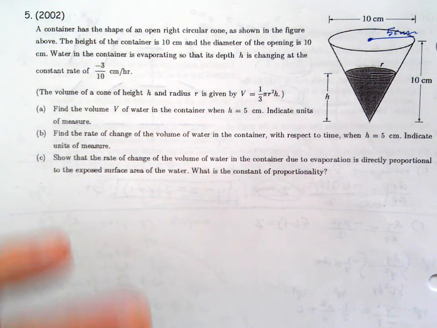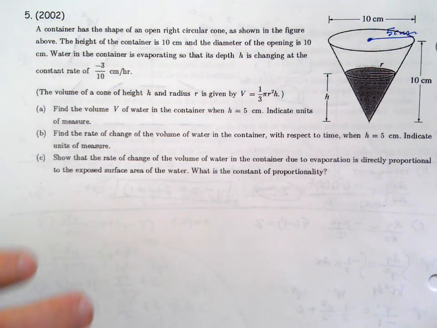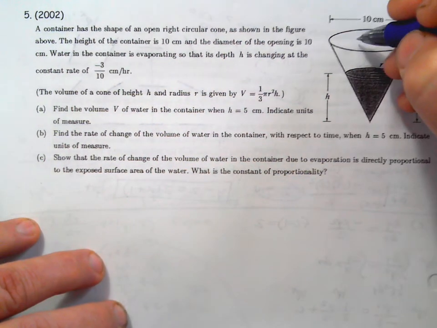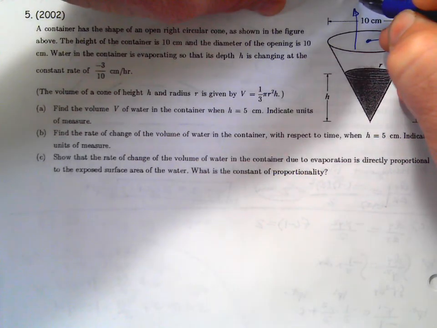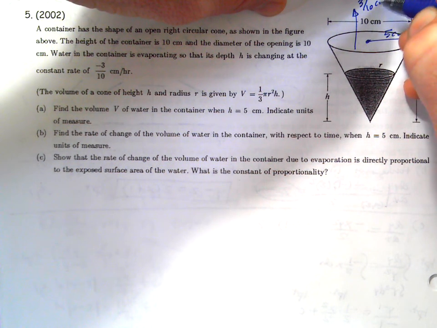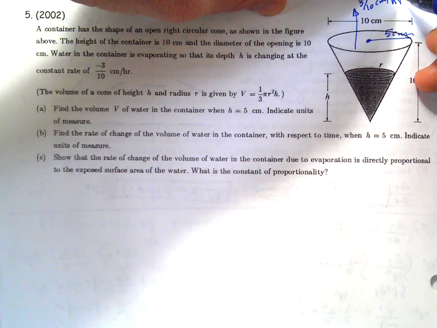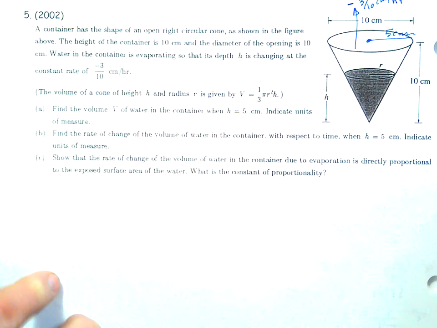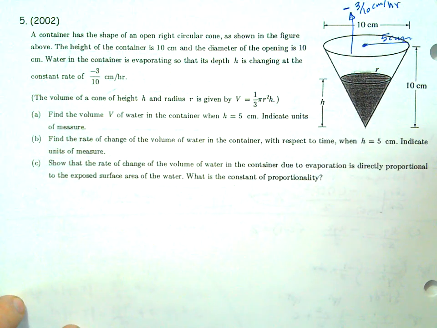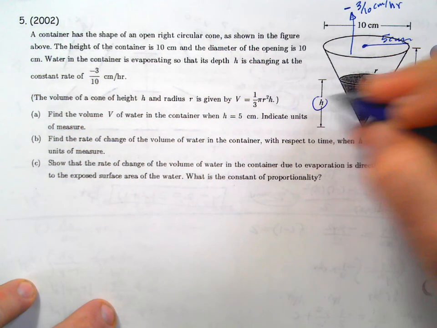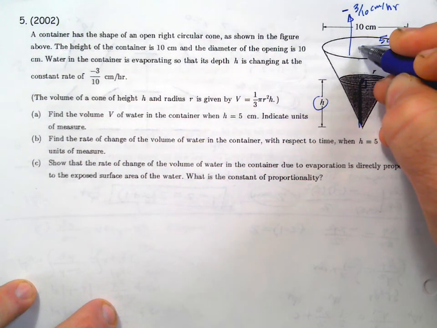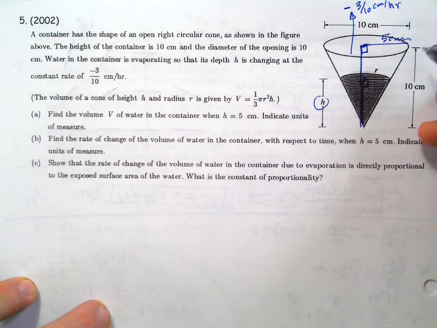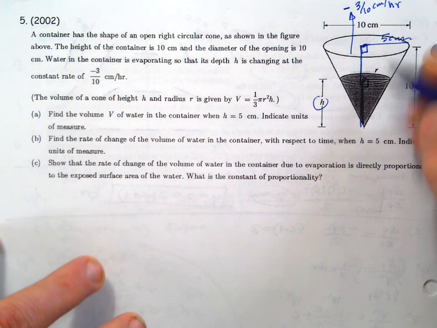Water in the container is evaporating so that the depth, so water is leaving the top, evaporating at a constant rate of 0.3 centimeters per hour. So the depth is changing like that. So the depth is right here. So you have that. So we have a right triangle here, and then we have another right triangle here. And they together are similar triangles.